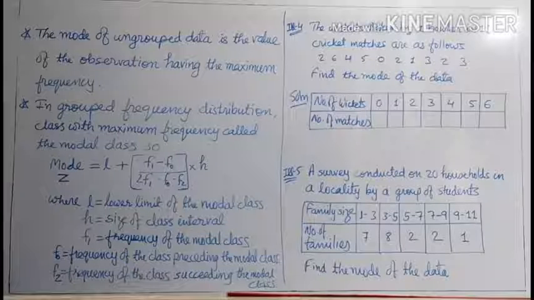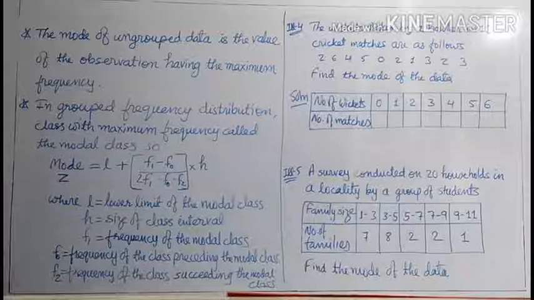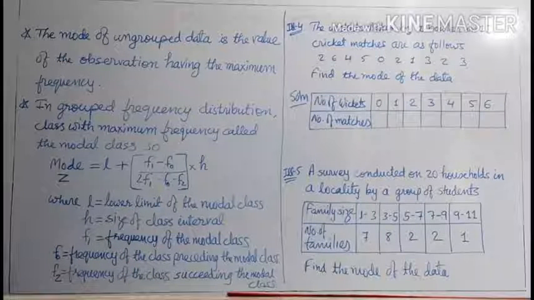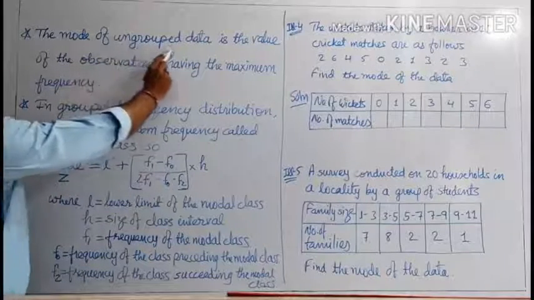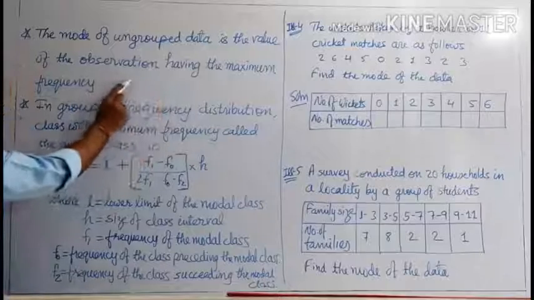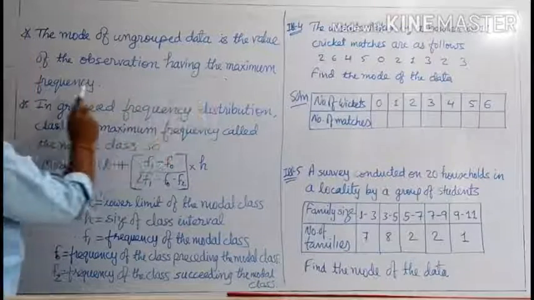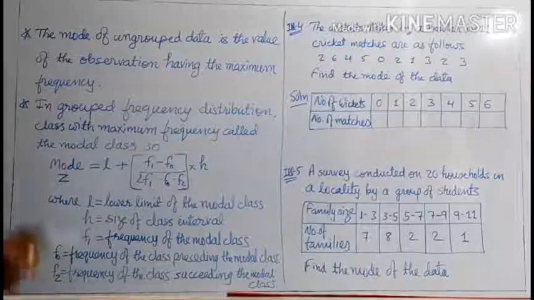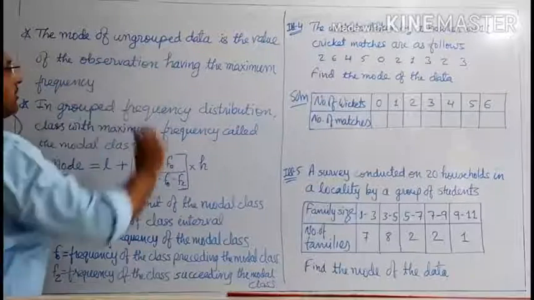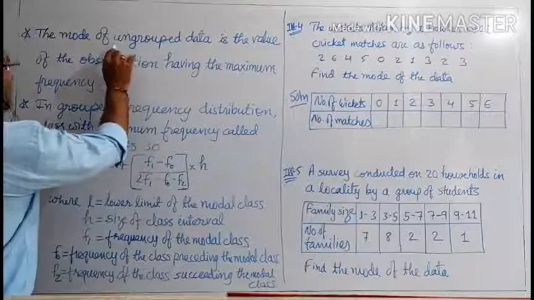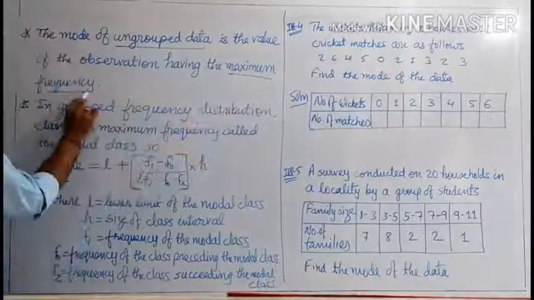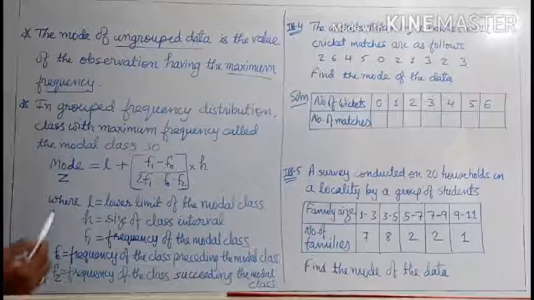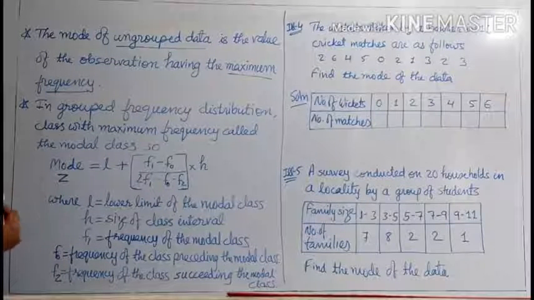Good morning, students. Last time we discussed median. Now today we are going to talk about the mode of the data. Here the mode of ungrouped data is the value of the observation having the maximum frequency. So what is the mode of ungrouped data? The value of the observation having maximum frequency is the mode of the ungrouped data.